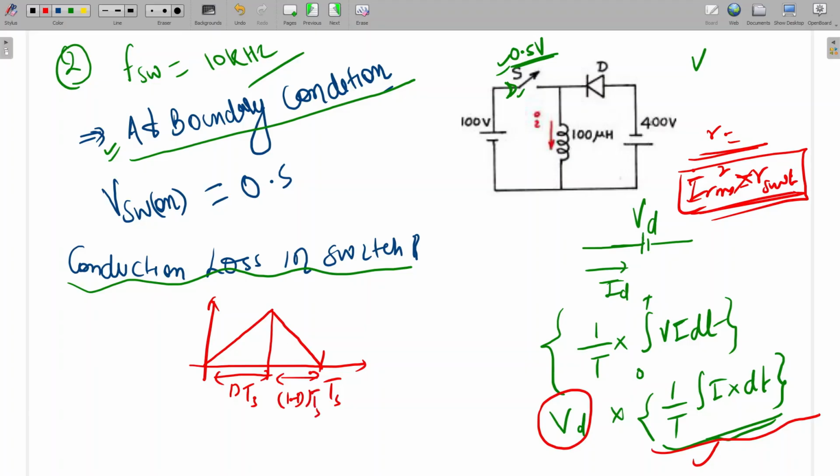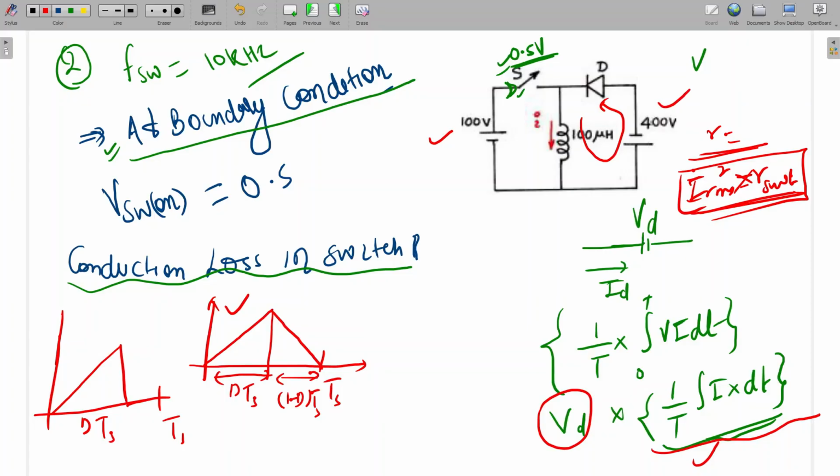During the on condition, which part will come? The switch will be on, so only this first part will come, and the second part will flow through this one. So we have to calculate the average of the first waveform over DTS, and this total is TS. So the duty can be calculated from this data. Can anyone calculate what the duty will be? This is a buck boost converter.